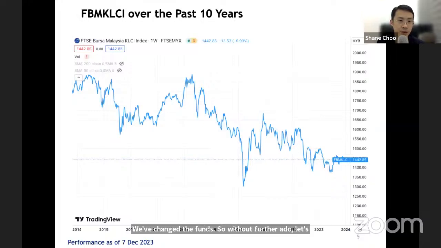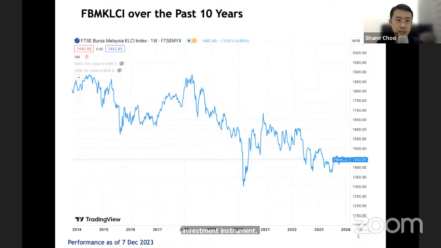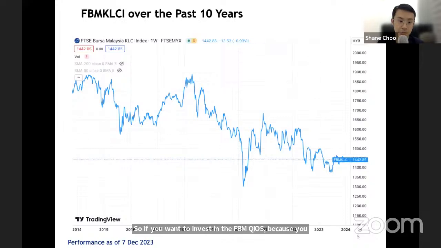Now, this is our FBM KLCI over the past 10 years. As you know, the FBM KLCI is the major index in Bursa Malaysia, but we can't really buy into an index because an index tracks the constituent stocks and is not an investment instrument. So if you want to invest in the FBM KLCI because you think it is undervalued, since it trades below the historical mean, and you want to do value investing and buy into the index, what can you do?